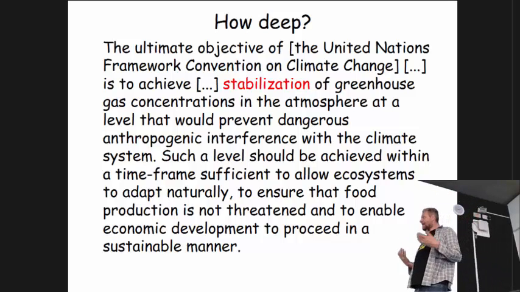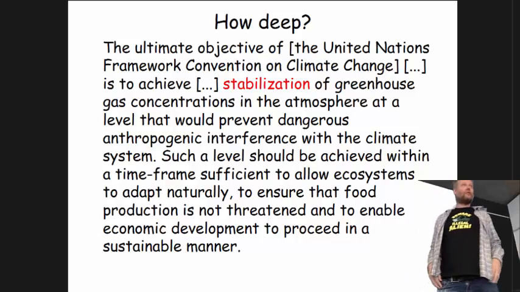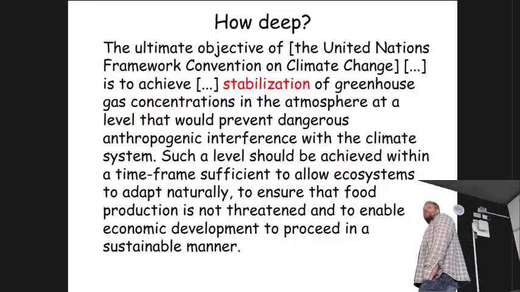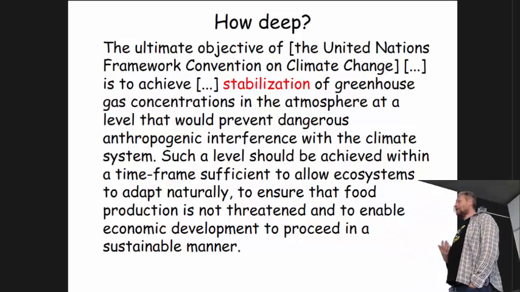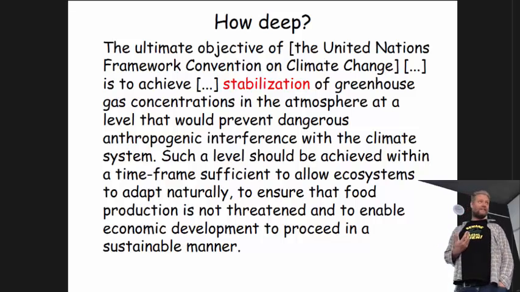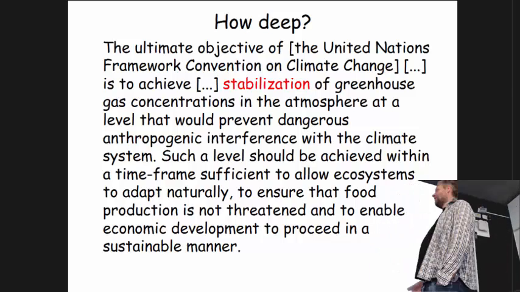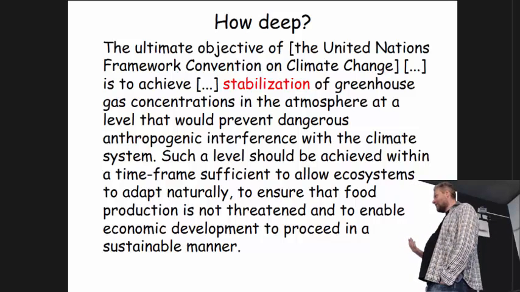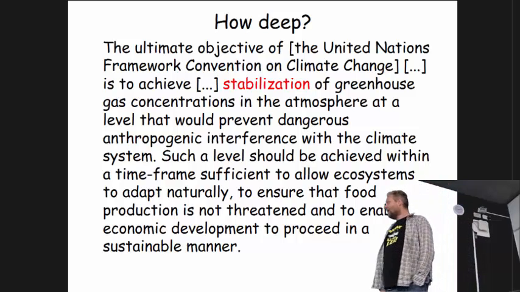So essentially what this says is we should prevent danger. And preventing danger is something that we can all agree on, that it is a good thing. So its aim is immediately laudable, but then if you actually look at how danger is defined, then you find there's a lot of leeway for interpretation. Because we say we want to stabilize concentrations at a level that would allow ecosystems to adapt naturally.